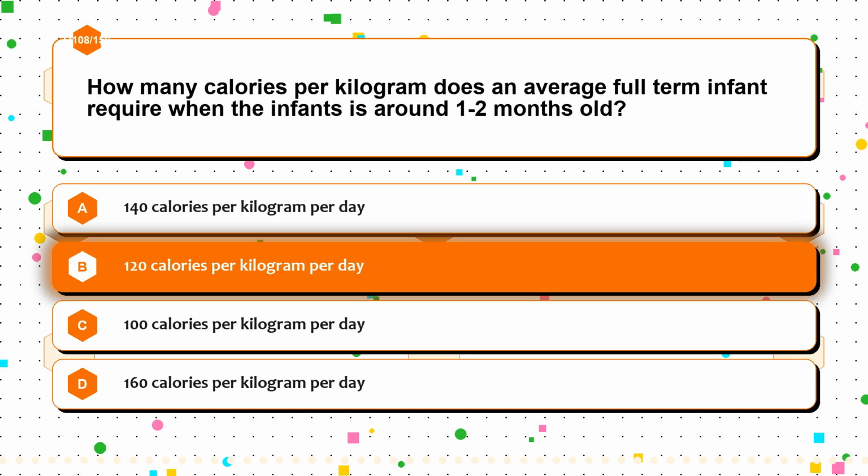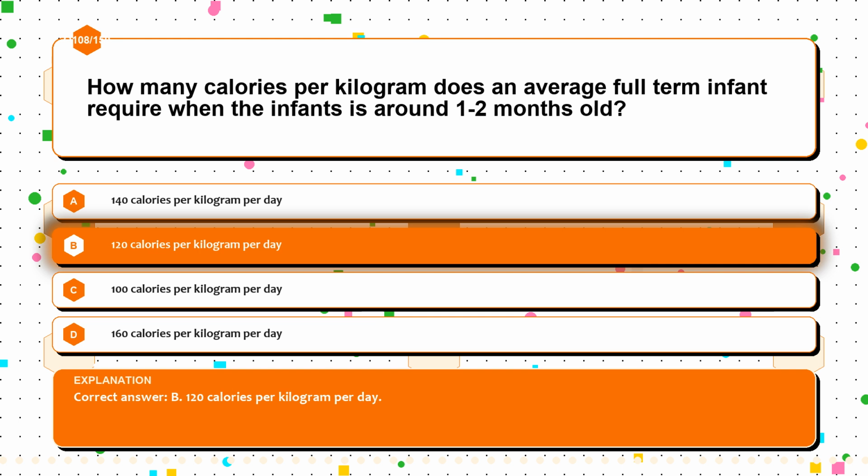The correct answer is option B, 120 calories per kilogram per day. Correct answer, B, 120 calories per kilogram per day.